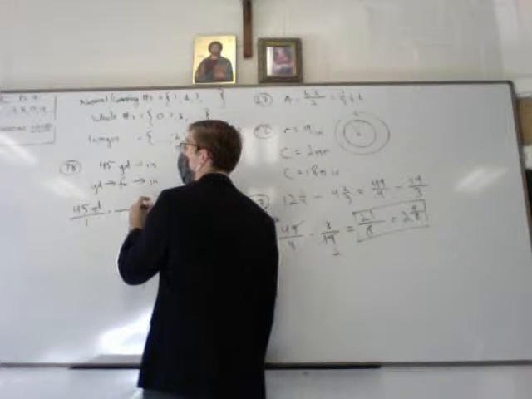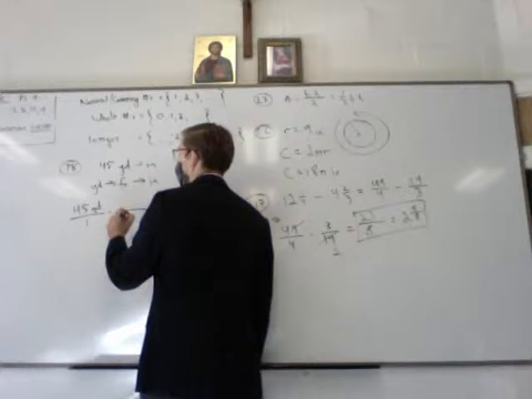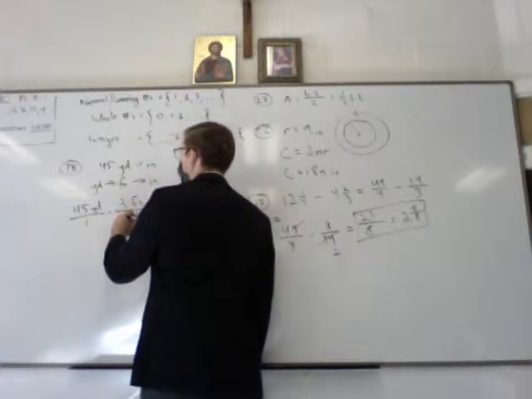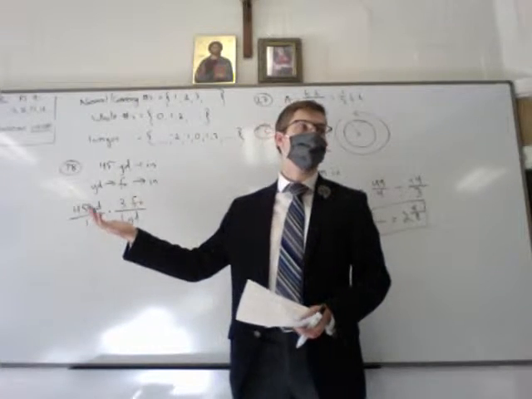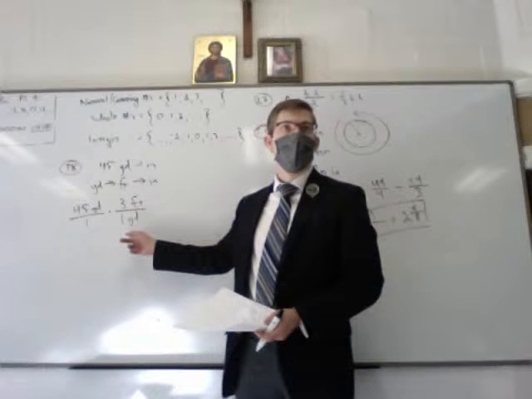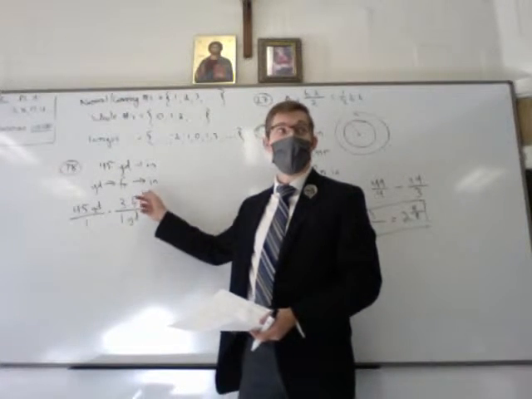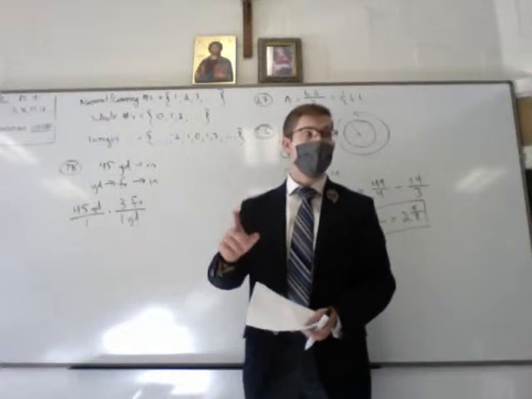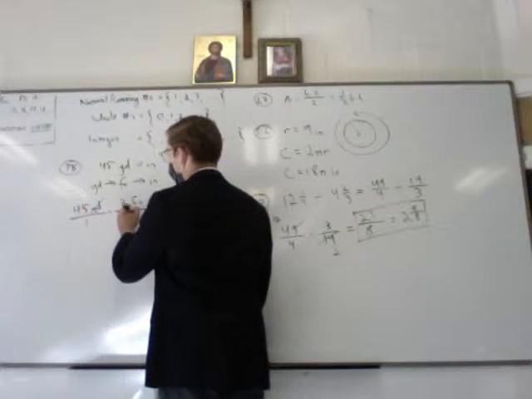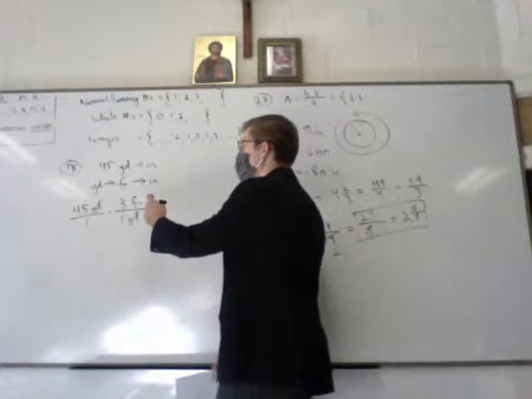3 feet over 1 yard. How can we tell that this is equal to 1? Because 3 feet is equal to 1 yard. When the top and the bottom are the same, the whole fraction is equal to 1. Now we put yards on the bottom because we're trying to get rid of yards. The yards on the bottom will cancel out the yards on the top and leave us with feet.